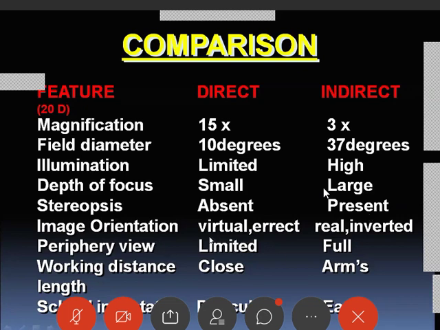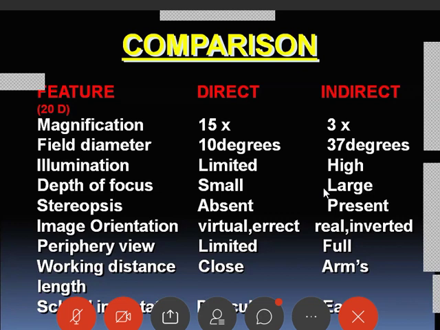Then image orientation: I told you that with direct it is a virtual and erect image, so we need not reverse the image for interpretation, whereas with indirect we get a real and inverted image. The peripheral view is very limited, and we cannot see the peripheral retina with the direct ophthalmoscope. Whereas with indirect ophthalmoscope, we can visualize the entire peripheral retina even up to the ora serrata by doing what is known as scleral indentation or scleral depression.